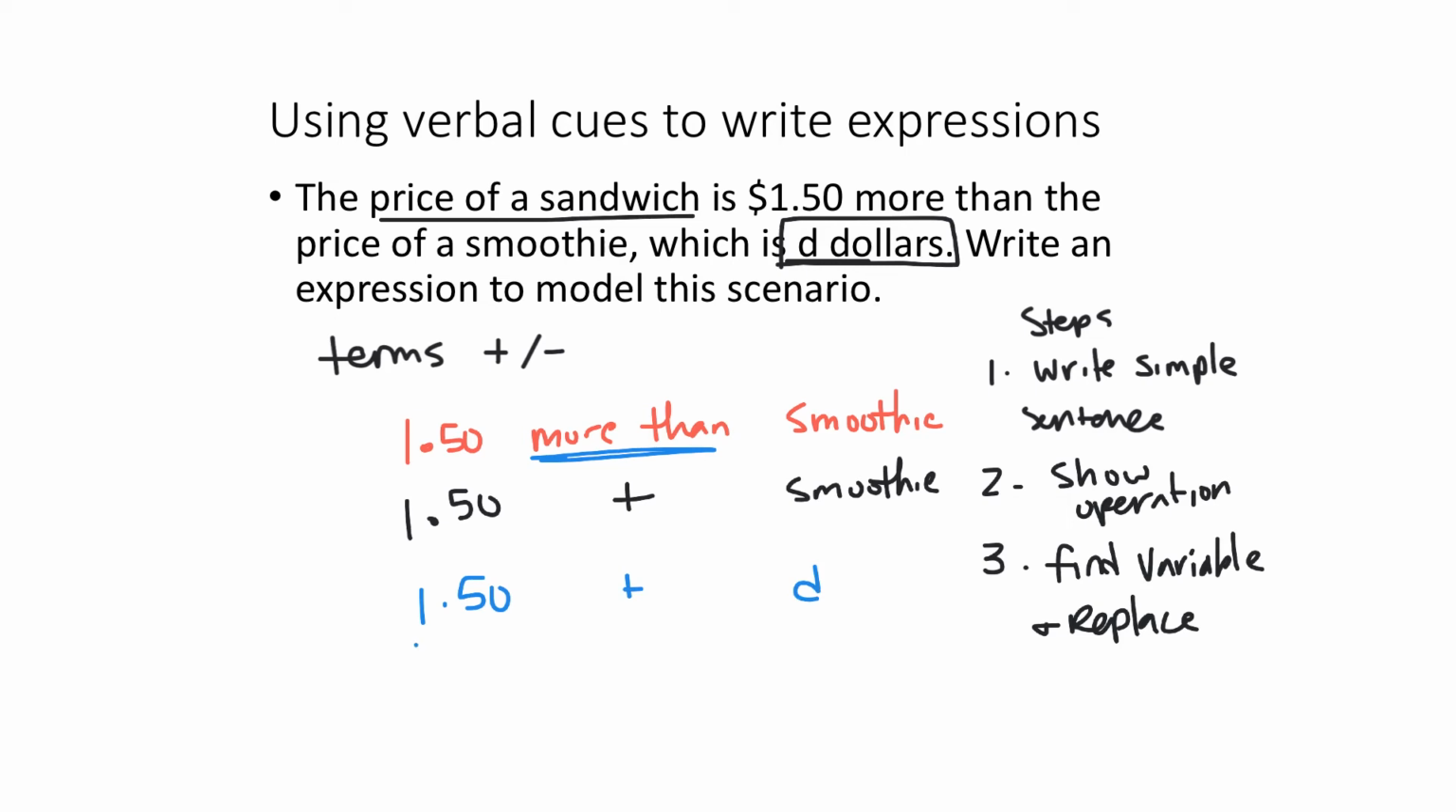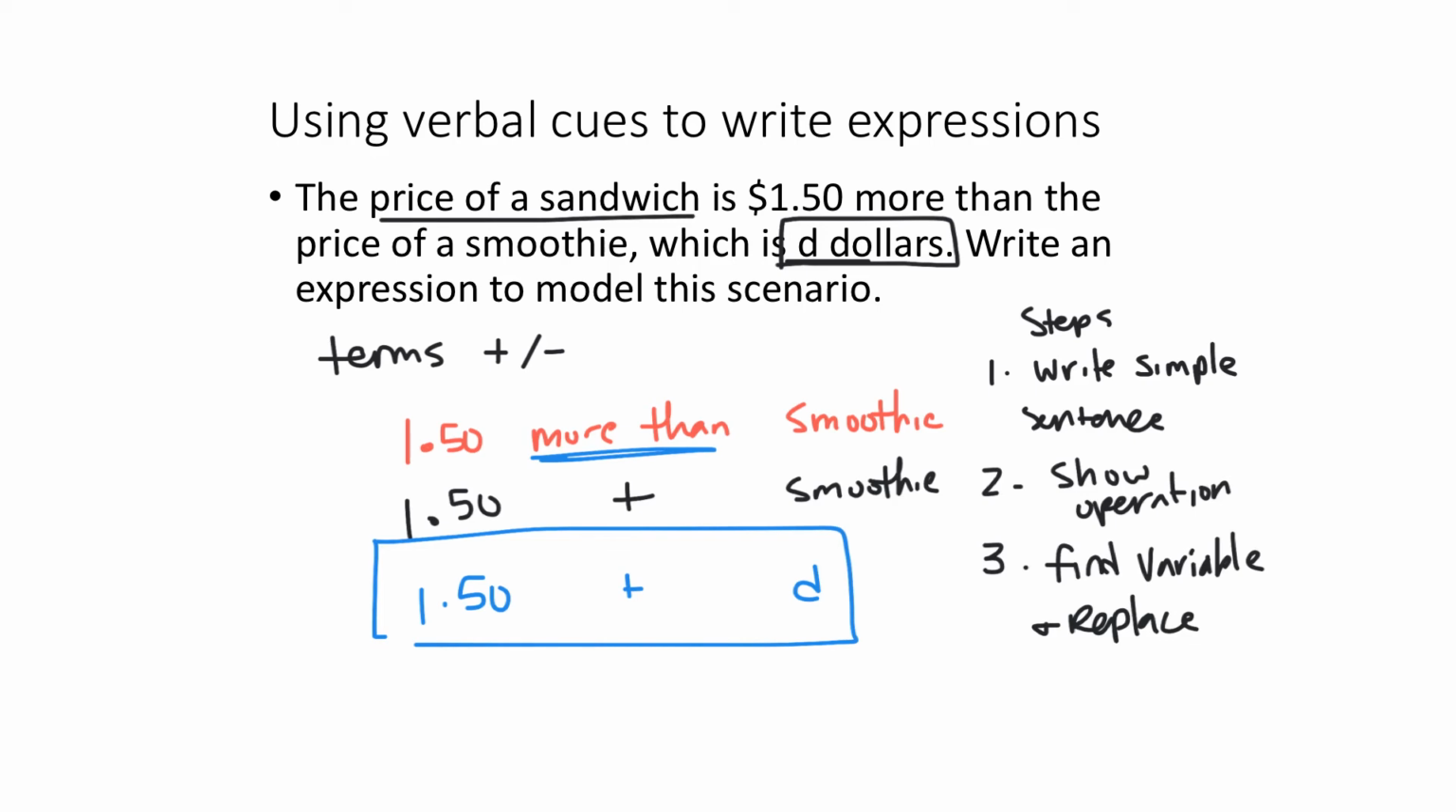And so this expression right here represents what the cost of a sandwich is, or what the price of a sandwich is. So if I know the price of the smoothie, then that will tell me what the price of the sandwich is. Now obviously that cost could change, so maybe the size or the type of the sandwich will change based on, let's say, the size or the flavor of your smoothie. So that's just how this particular scenario works out.